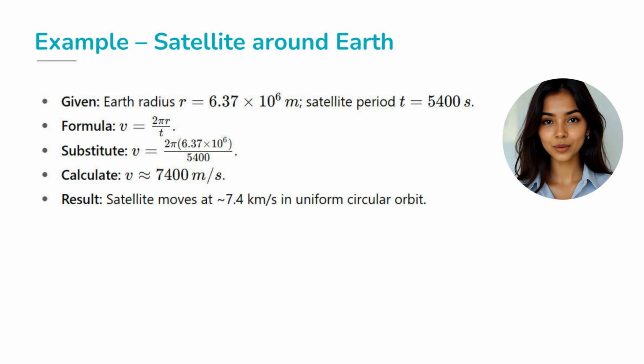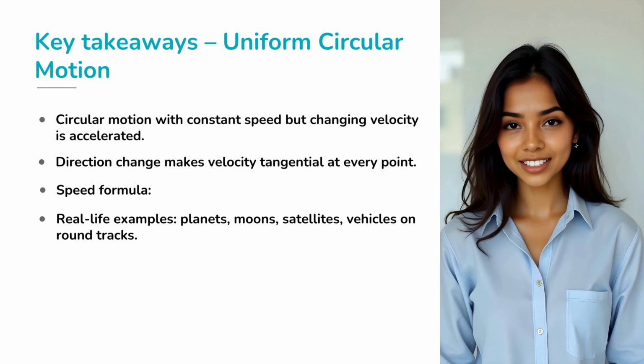Let's apply this to a real-world example, a satellite orbiting the Earth. Suppose the radius of the Earth is about 6.37 million meters and a satellite takes 5,400 seconds to go once around. Using our formula, v equals to pi r divided by t, we calculate the speed to be around 7,400 meters per second or 7.4 kilometers per second. That's incredibly fast. And yet, the satellite is in uniform circular motion, moving at a constant speed but continuously changing direction around the Earth. So, let's sum up.